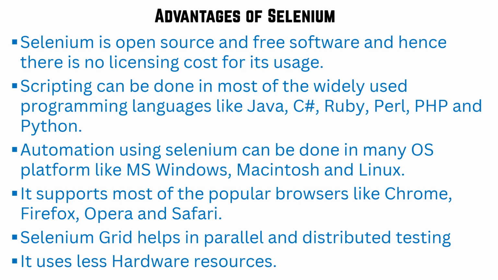So what are the advantages? In case something is coming in the market, definitely there might be some advantage or disadvantage or limitation, I could say. So Selenium is a free open source tool, no license cost. Scripting can be done in different programming languages. Selenium supports Java, C Sharp, Python, JavaScript, PHP, Perl, all this stuff.